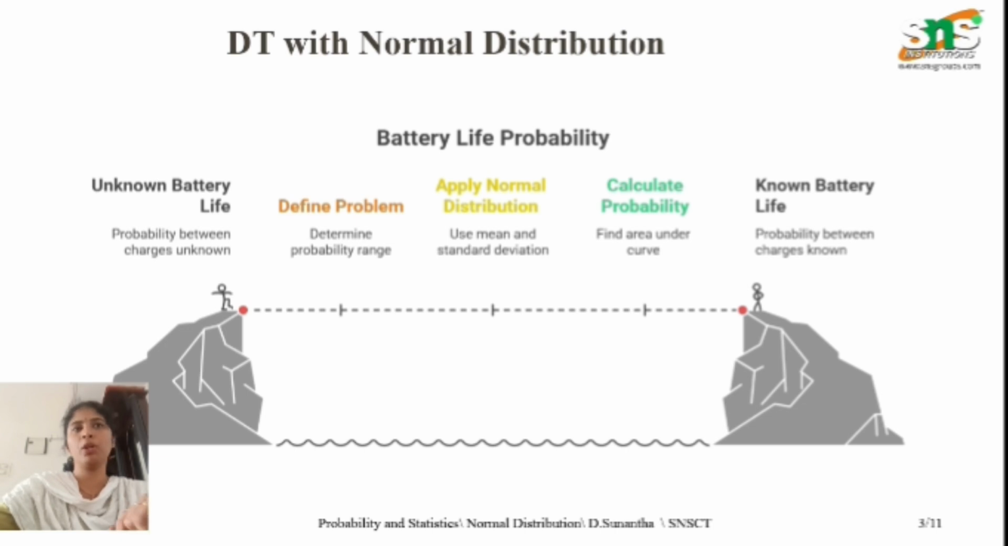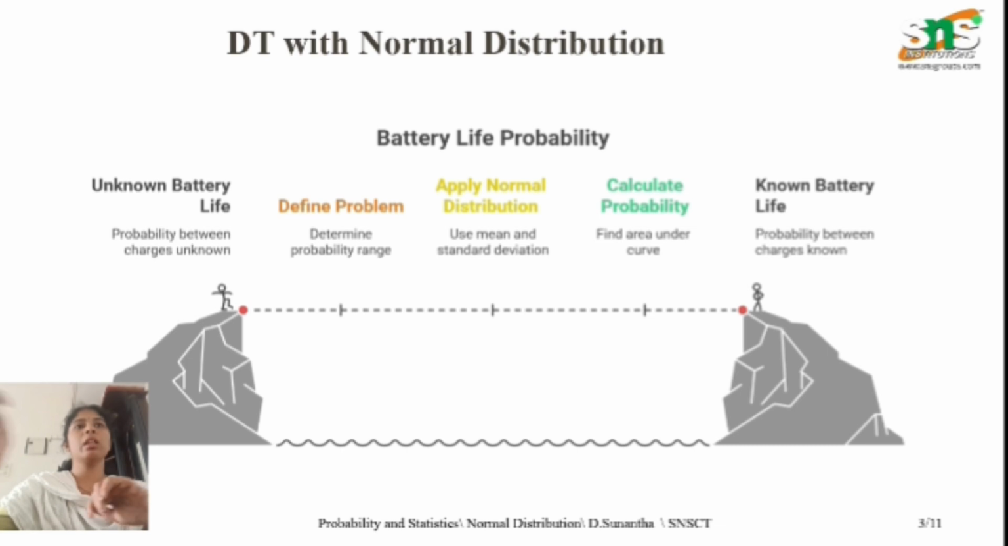A normal distribution is represented by a bell-shaped curve and it is symmetric about the mean. Mean, median and mode are equal for this distribution. Next, the total area under the curve represents probability, and f of x for this distribution is 1 by sigma root of 2 pi into e power minus (x minus mu) the whole square by 2 sigma square, where mu represents the mean and sigma is the standard deviation.